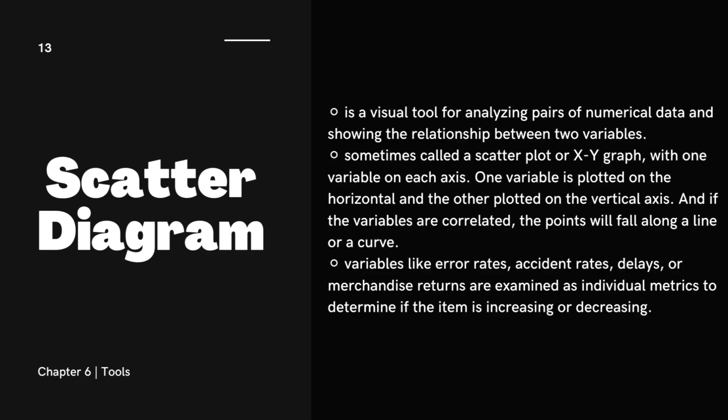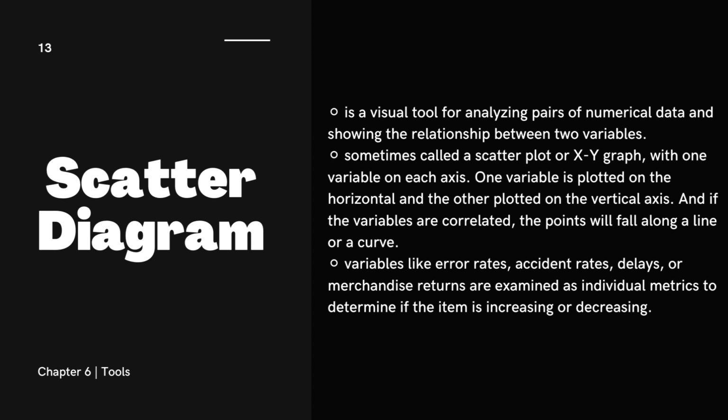Next topic is the scatter diagram. A scatter diagram is a visual tool for analyzing pairs of numerical data and showing the relationship between two variables. It is sometimes called a scatter plot or an XY graph, with one variable on each axis. One variable is plotted on the horizontal axis and the other is plotted on the vertical axis. And if the variables are correlated, the points will fall along a line or a curve.